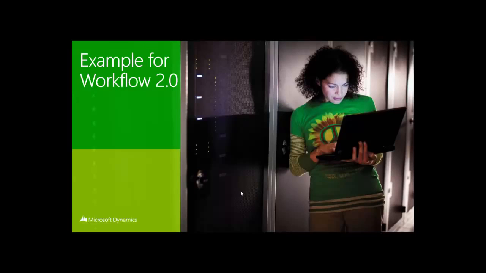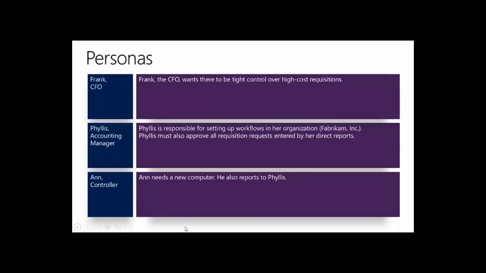Let's take a look at GP 2013 R2 Workflow 2.0 in action. For this example, let's take a look at some personas. Frank, the CFO, wants there to be tight control over high-cost requisitions. Phyllis, the account manager, is responsible for setting up workflows in her organization in Fabricam. Phyllis also must approve all requisition requests entered by her direct reports. Anne, the controller, needs a new computer. She also reports to Phyllis.